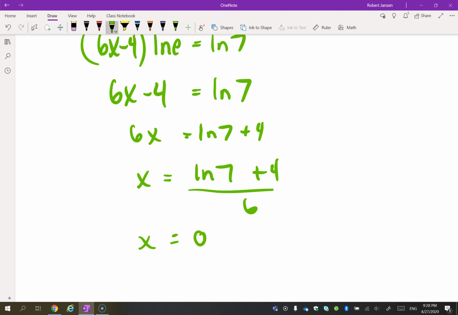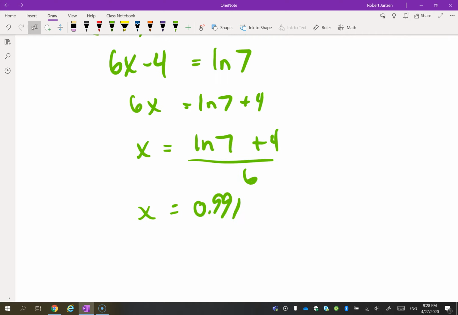Okay, and I have 0.991. Okay, that's right. Natural log 7 plus 4 divided by 6. Okay, that's good.